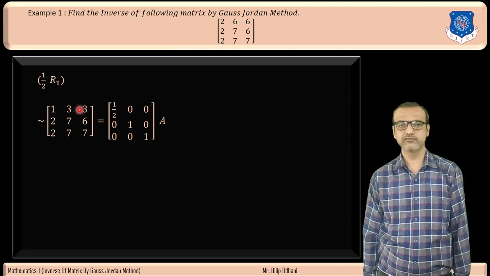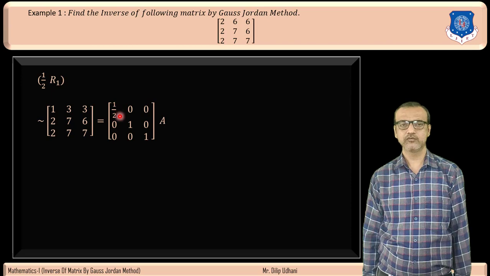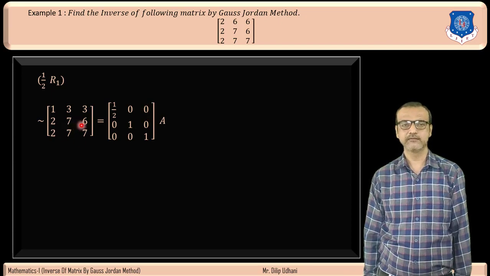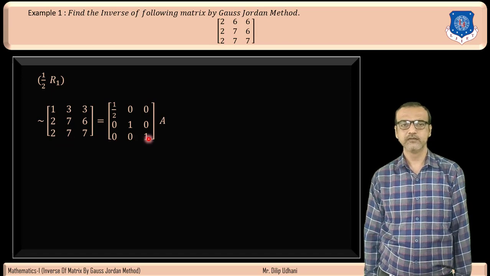and row number 1 of the identity matrix will also be modified. So 1 divided by 2 is 1 by 2, 0 divided by 2 is 0, 0 divided by 2 is 0. And the remaining 2 rows will be as they are, that is 2, 7, 6, 0, 1, 0, 2, 7, 7, 0, 0, 1.